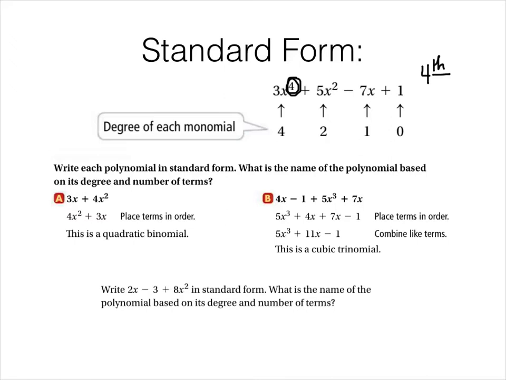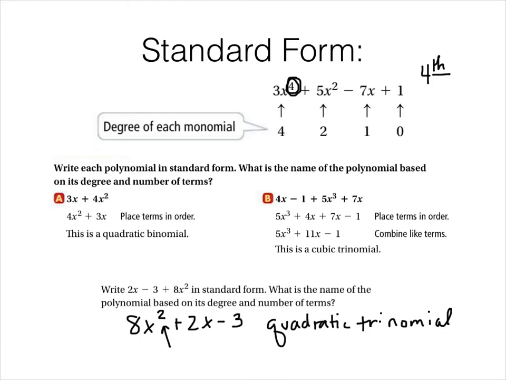So let's name this one. Let's write it in standard form first. Decreasing degree, 8x squared plus 2x minus 3. So that's 3 terms, in descending degree. That's standard form. 3 terms, so it's a trinomial. And then what's the degree? Highest degree of any one term is a 2. So it's quadratic. Quadratic trinomial. All right.